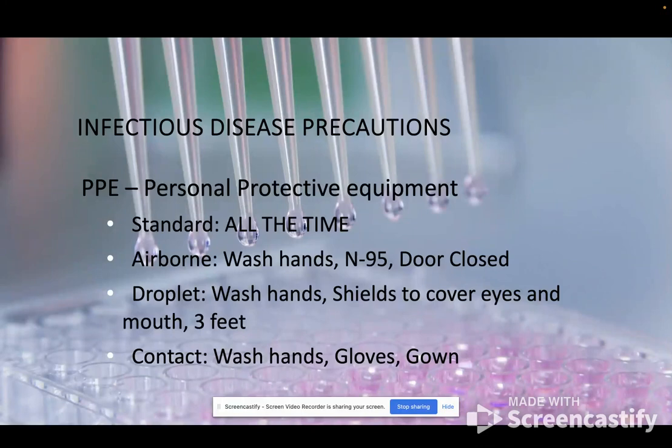Airborne, we want to make sure and remember we're going to wash our hands. We're going to use an N95 mask and keep the door closed. Droplet, we're going to make sure and wash our hands. You may need a shield to cover your eyes and mouth, and you're going to stay within a 3 feet distance. Contact, at minimum, you're going to wash your hands, use gloves, and use a gown.